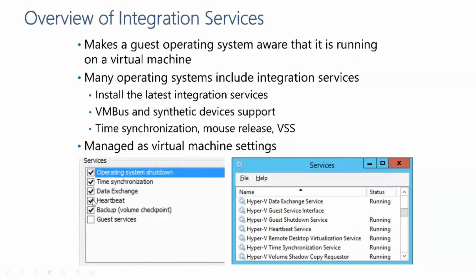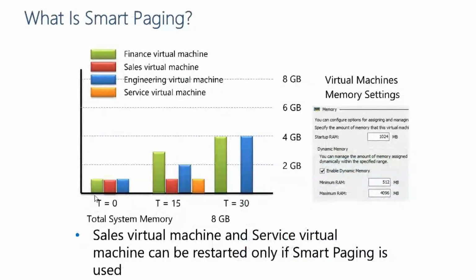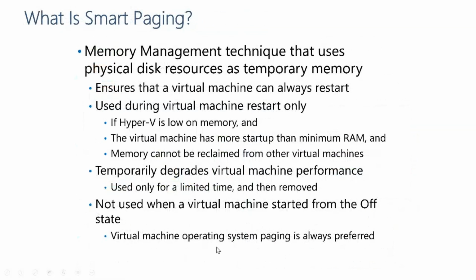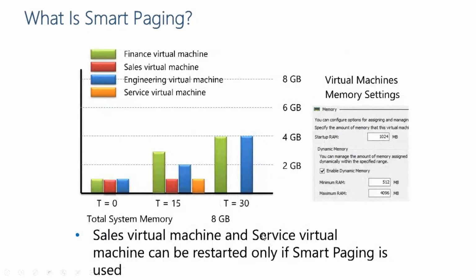Just to clarify, so this smart paging is switched on every virtual machine? So this smart paging is on the host. On the host. Yeah, so it's not part of the virtual machine. If you look at, where is it? Virtual machine operating system paging is preferred. What's this talking about? This is talking about the paging that's inside the virtual machine, but the smart paging is the paging that's on the host. So it supplies the paging for all the virtual machines. Yeah, you get it? All right, good.